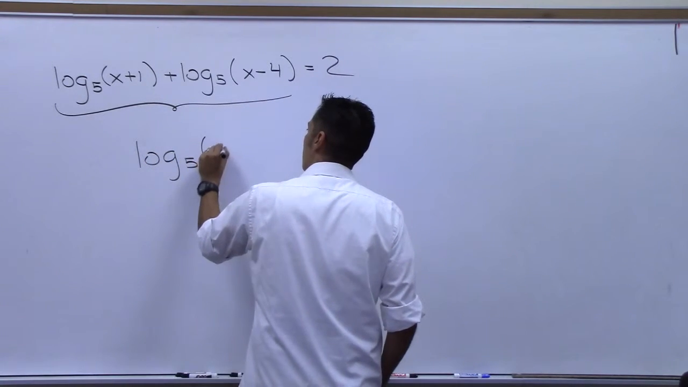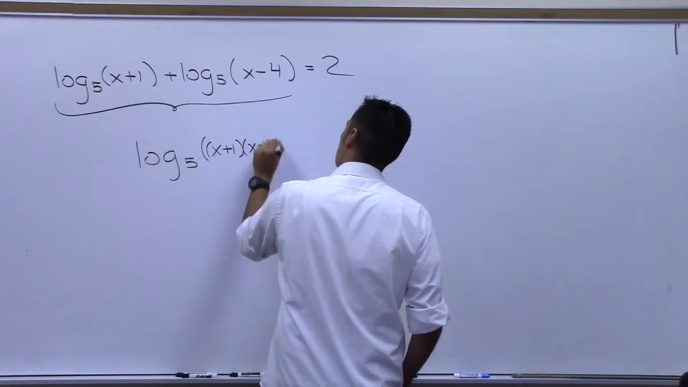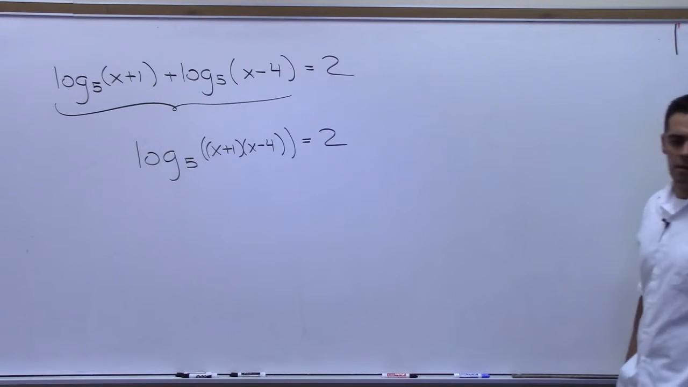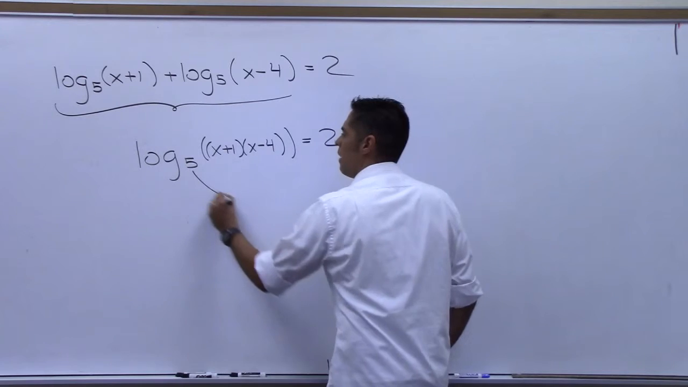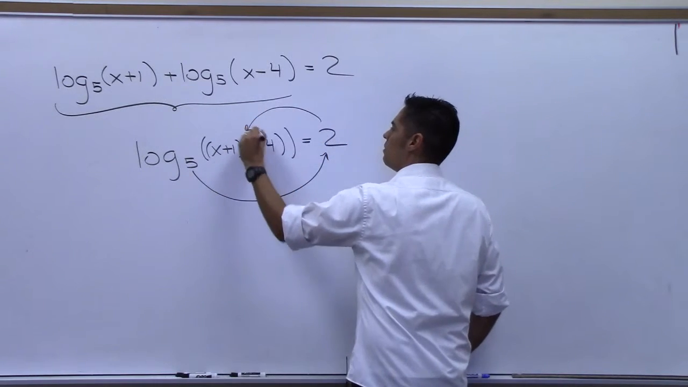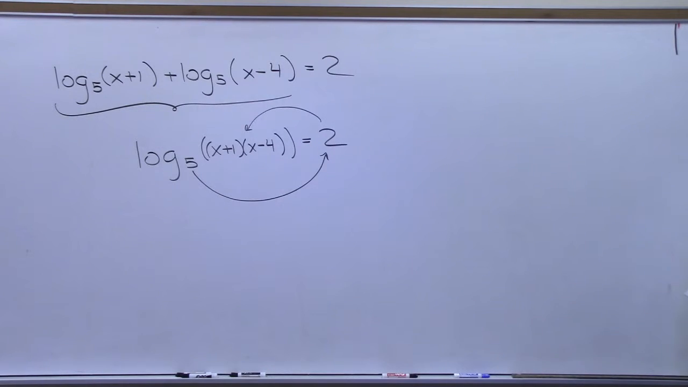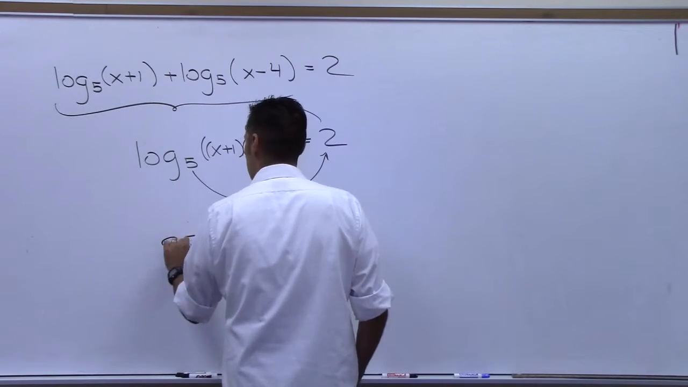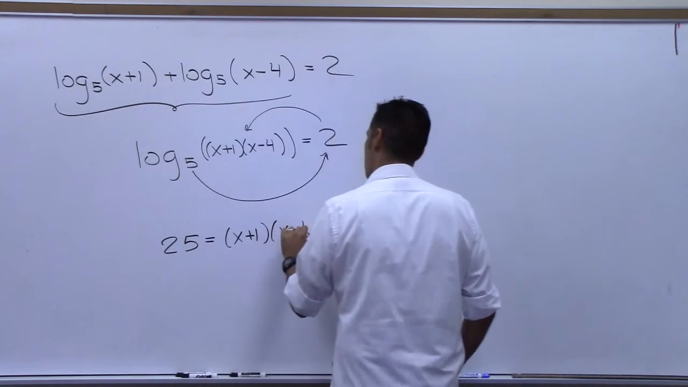That becomes a quadratic, x plus 1 times x minus 4, and then that's just a quadratic equals 2, right? Then the loop, good. This is where you do the loop. 5 times 2 is this? No, 5 raised to the 2nd power, right? Yes, it's that. So we get 25 equals x plus 1 times x minus 4.